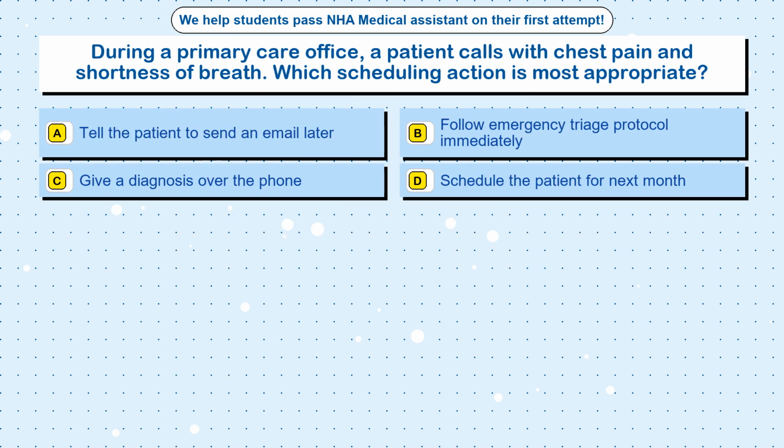Question 9. During a primary care office, a patient calls with chest pain and shortness of breath. Which scheduling action is most appropriate? Option A. Tell the patient to send an email later. Option B. Follow emergency triage protocol immediately. Option C. Give a diagnosis over the phone. Option D. Schedule the patient for next month.